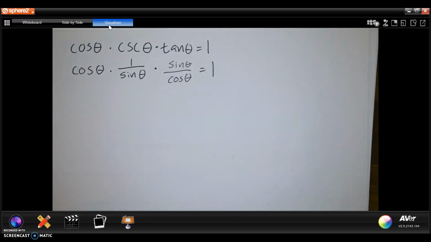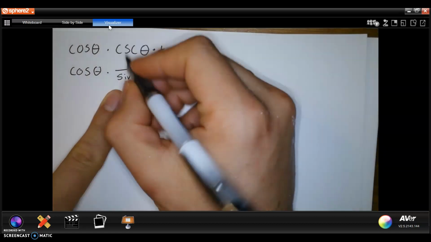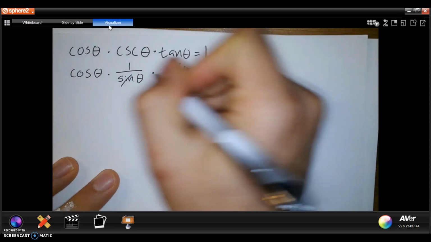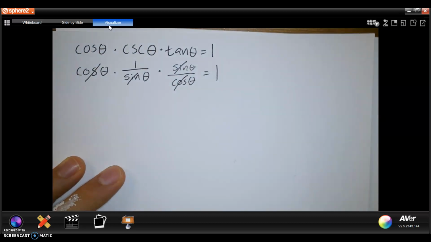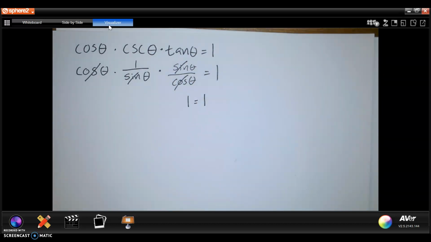Now, the nice thing is, we do these substitutions so we can further simplify. Because I wrote out cosecant in terms of sine, I can see that these sines cancel out. Because I wrote tangent in terms of sine and cosine, I can see that my cosines cancel out. This leaves me with 1 equals 1. Again, our goal is to get these two sides to match up.